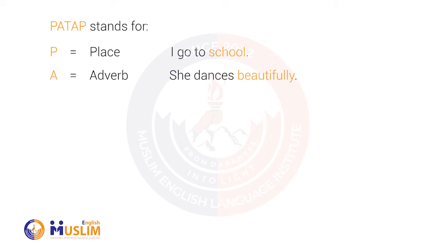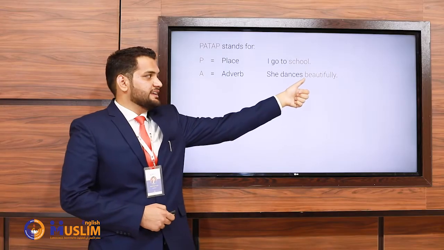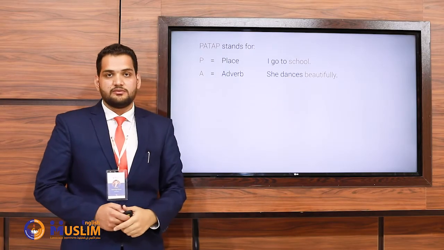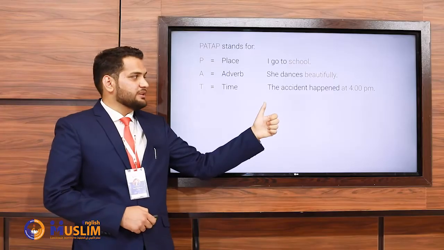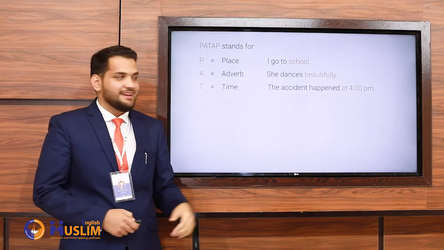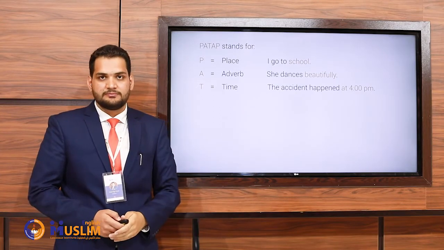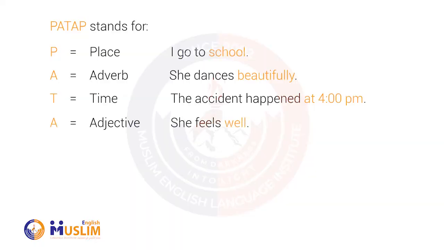A stands for adverb. For example, she dances beautifully. Beautifully is an adverb, and dances is an intransitive verb. T stands for time, or a time expression. For example, the accident happened at 4 p.m. At 4 p.m. is a time expression, and happened is the intransitive verb. A stands for adjective. For example, she feels well. Well is an adjective, and feels is an intransitive verb.